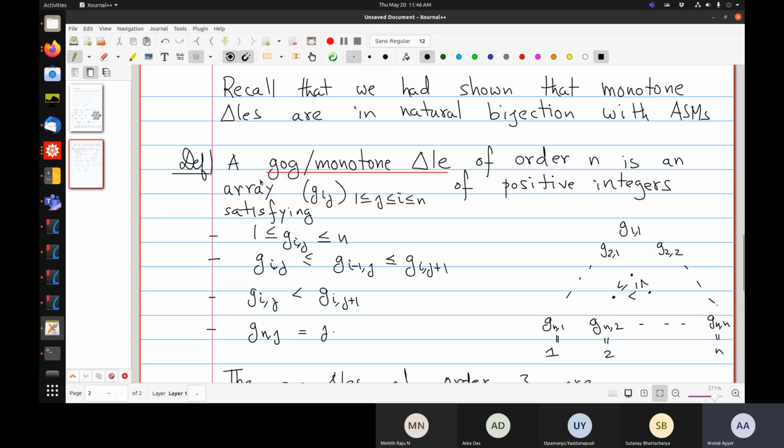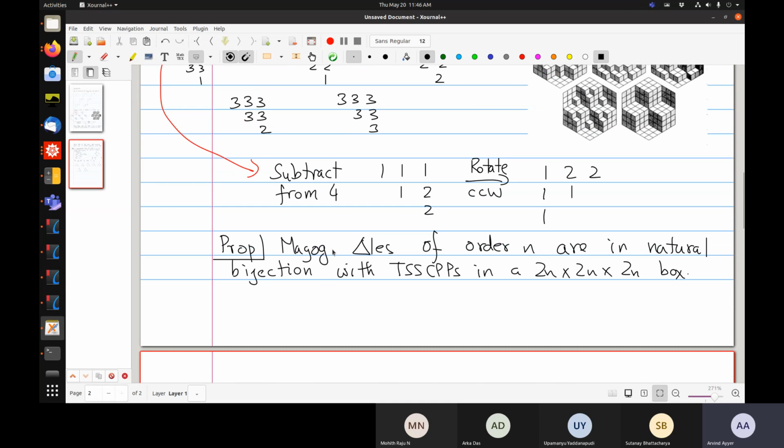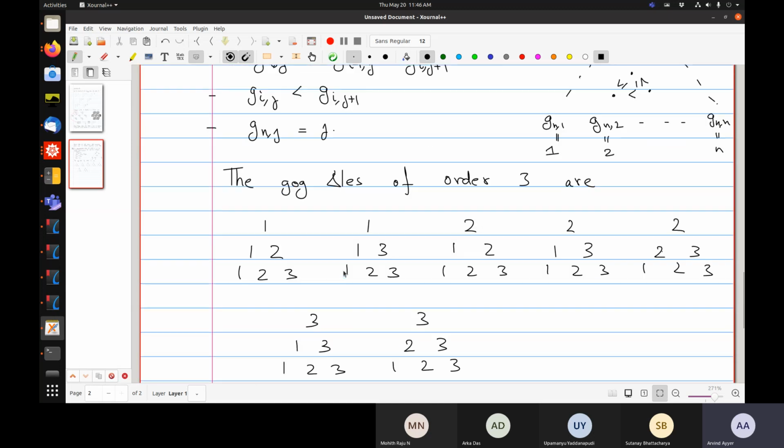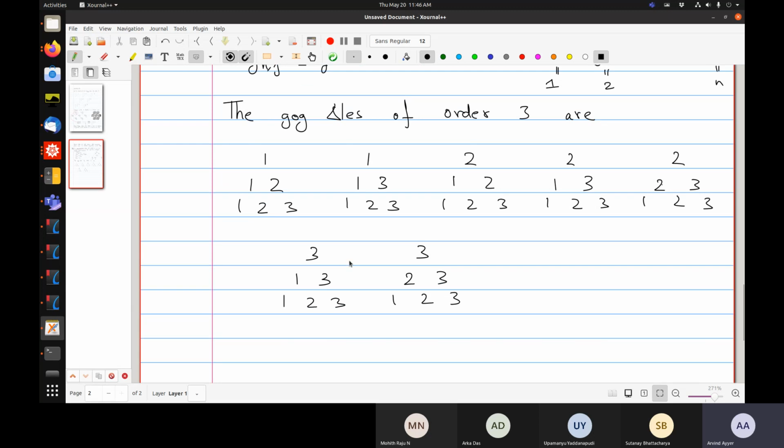And so, as I said, Zeilberger called these gog triangles, and he called the other ones magog triangles because, I don't know, these are two warring tribes in the Bible. So somehow the name has stuck.